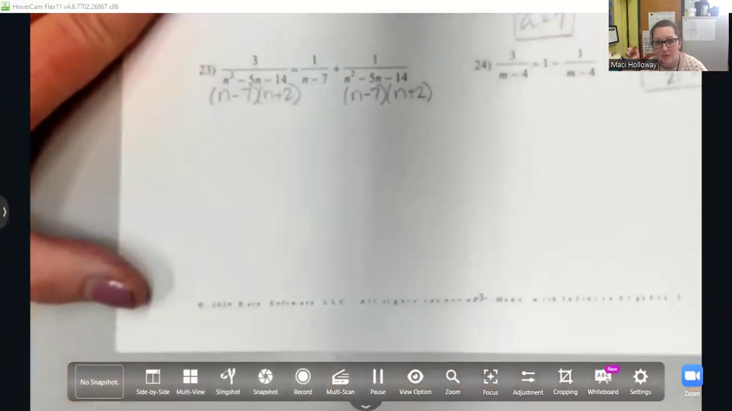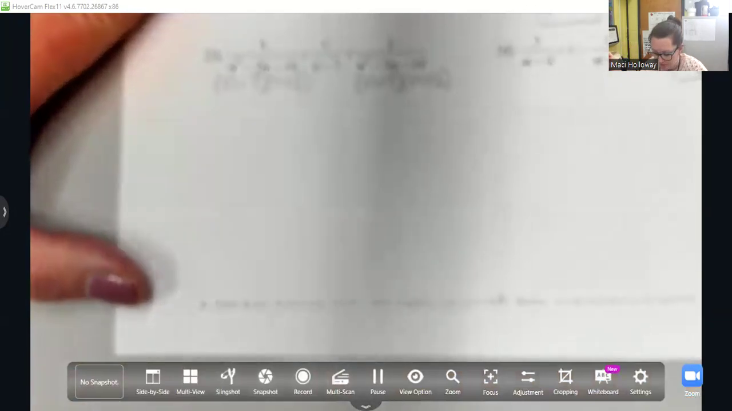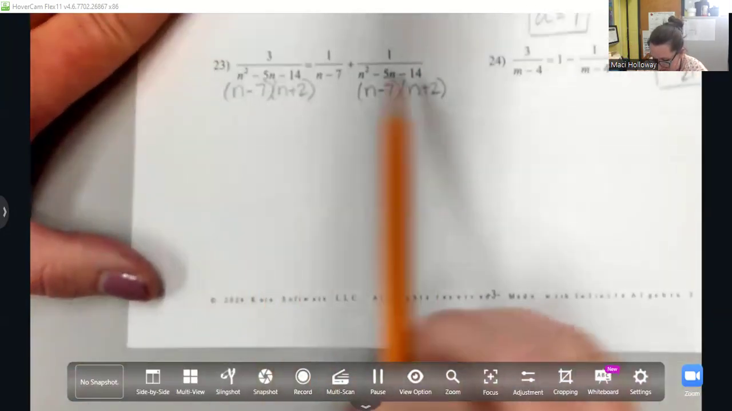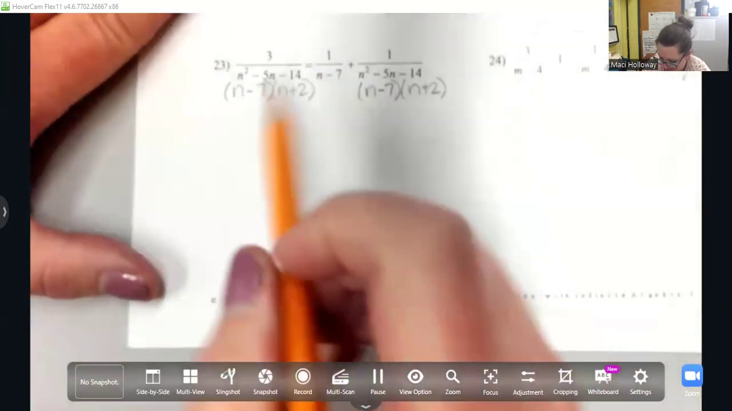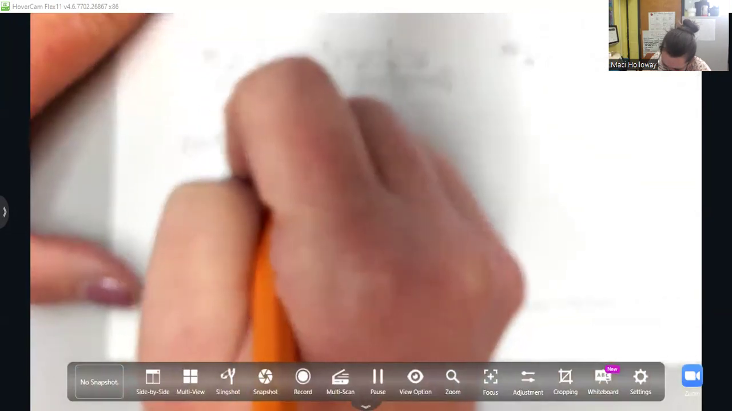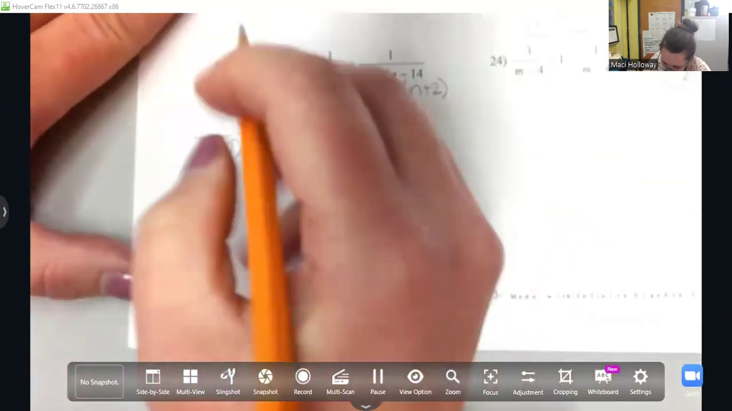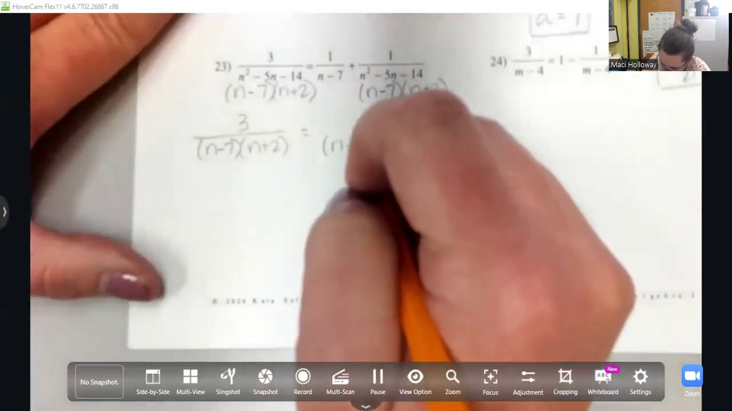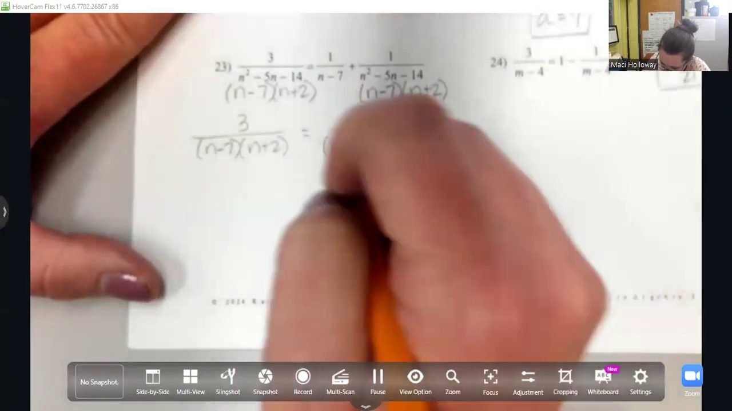So common denominator is what they have in common plus what they don't. They all have an n minus 7. These two have an n minus 2, but this one doesn't. So it's going to be everything: n minus 7 and n plus 2. This guy already has both. So this n minus 7, n plus 2.